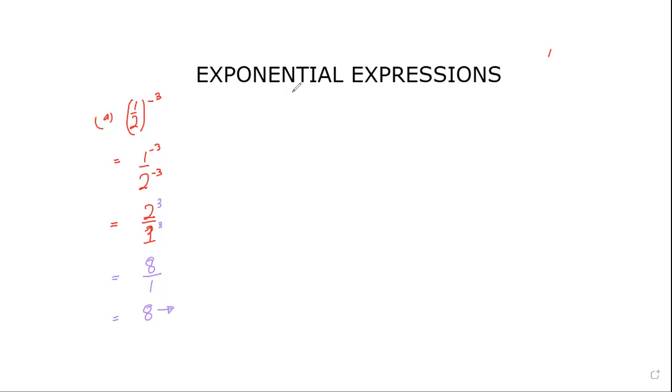We look at B. B says 2 exponent -1 minus 2 exponent of -2. This is 1 over 2. If I take 2 down, the exponent here is negative. If I take it down, it becomes positive. 1 over 2 to the power of 2, positive exponents. This is a half minus a quarter.